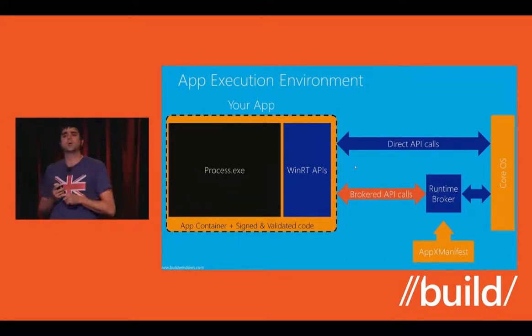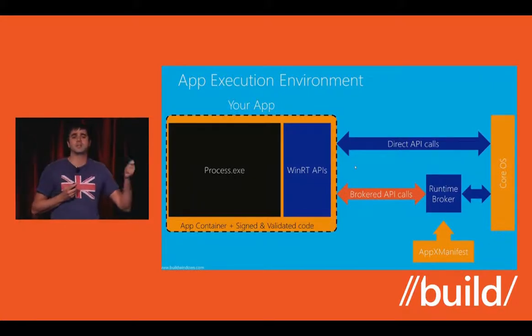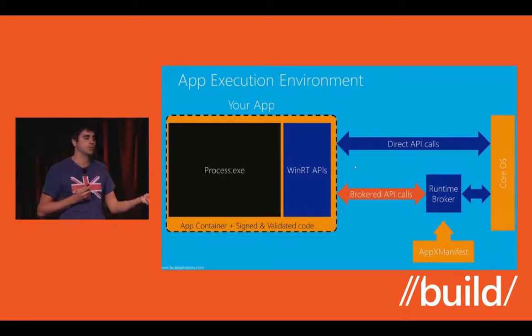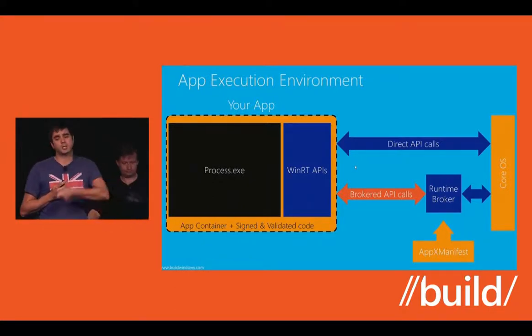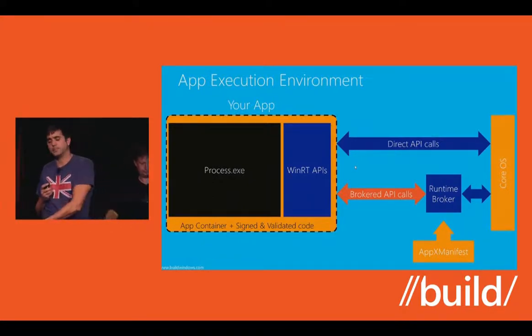And that runtime broker now is responsible for making sure that you only get access to the things that you've been allowed access to. So in this particular case, it says, okay, you're looking for the location. It checks the manifest. The first time it checked it, it wasn't in the manifest, and so it failed.